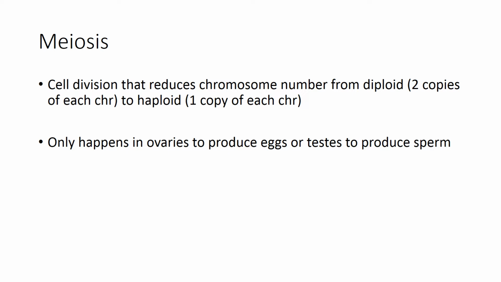Meiosis only occurs in ovaries and in testes. Nowhere else in the body will meiosis happen. Everywhere else in the body uses mitosis to make more cells. Only the ovaries and testes use meiosis.